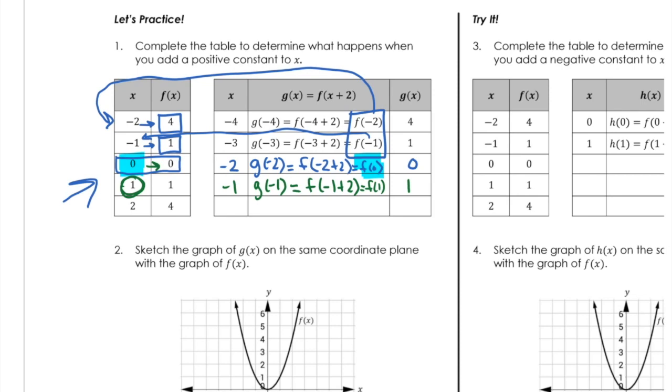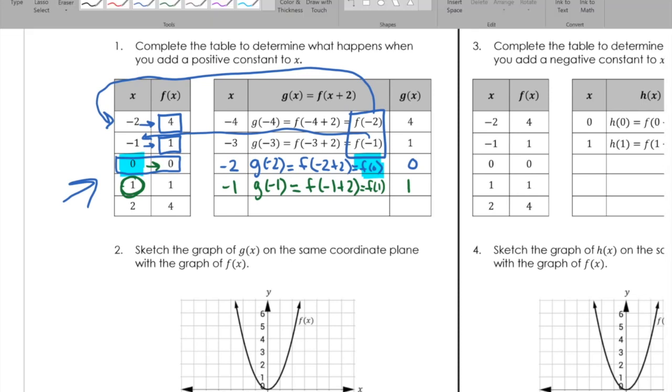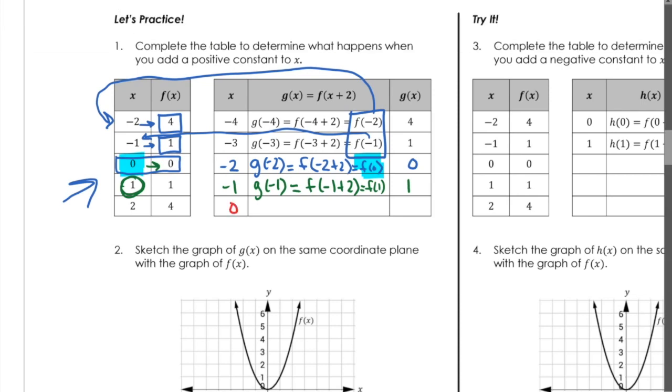All right, and let's do our final one. The next number after -1 would be 0. So 0 goes here. So g of 0 equals f of 0 plus 2. So 0 plus 2 is 2. Which one of these matches? I look for my 2 over here, and it's the next number, which is 4. There we go.